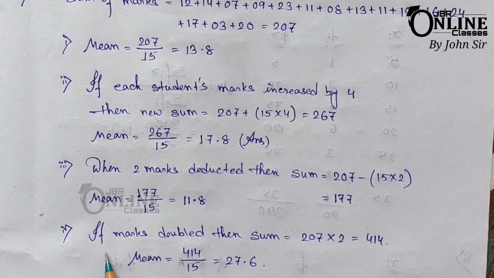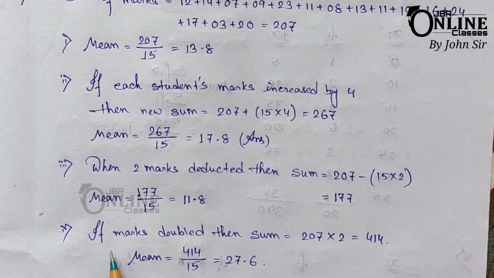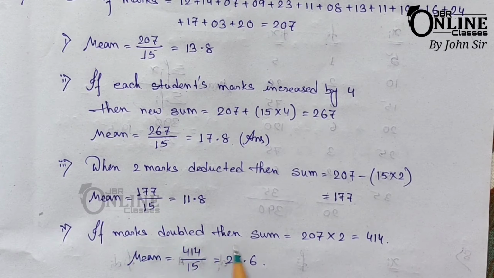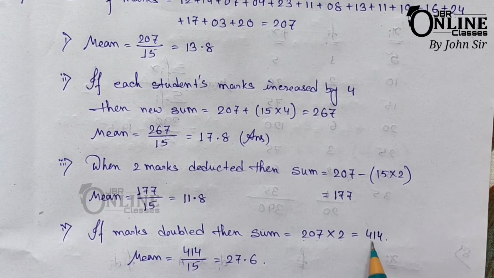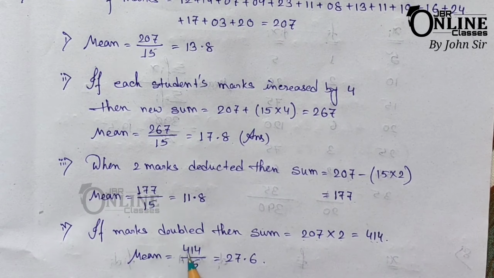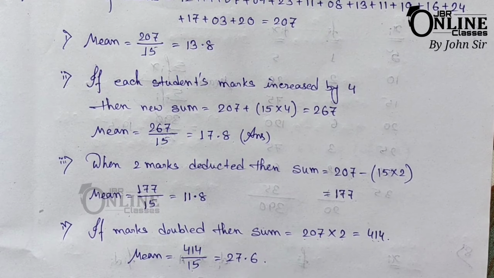Now the last one, 4. The mean of their marks when the marks of each student are doubled. Okay, now if the marks are doubled, then the sum will also double. So 207 into 2 that equal to 414. So the new mean equal to 414 by 15 and that equal to 27.6.